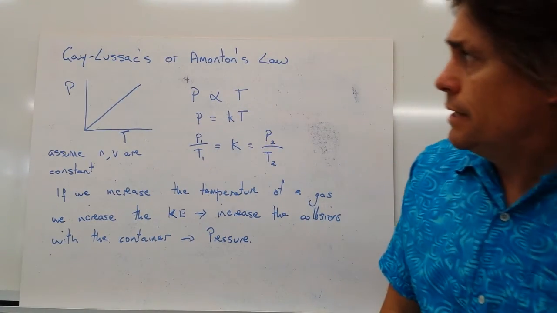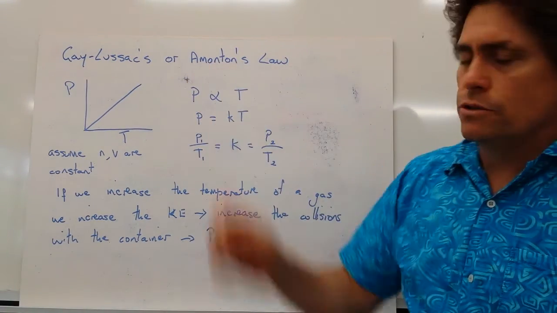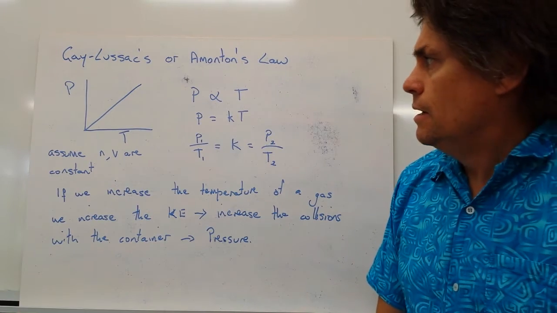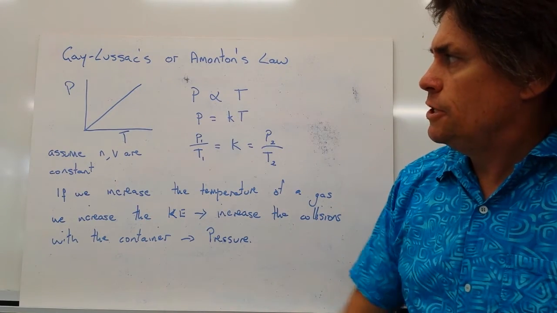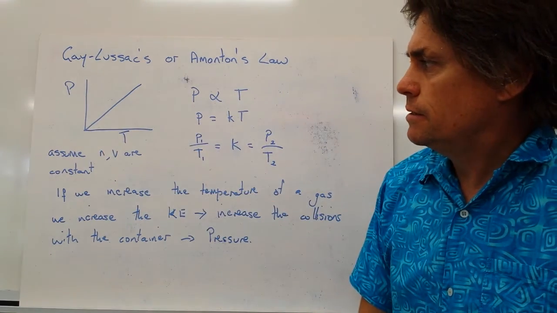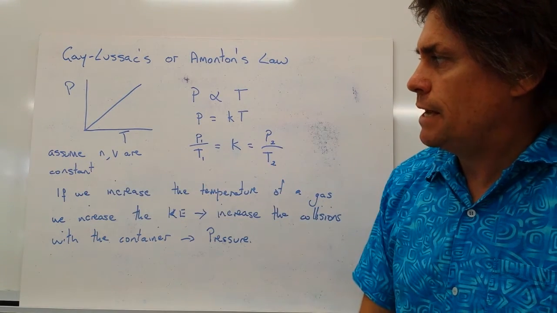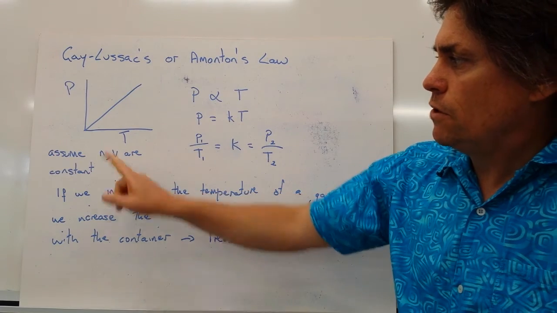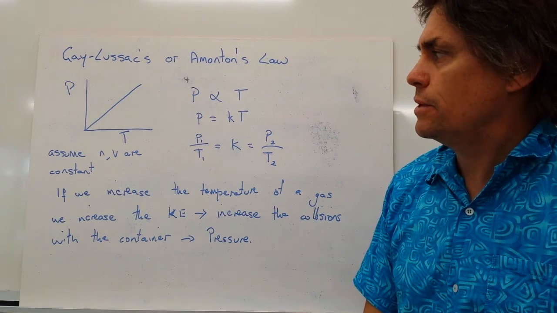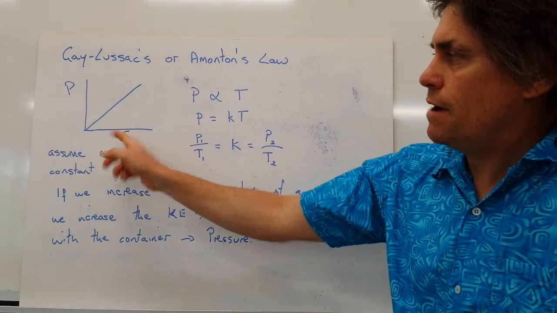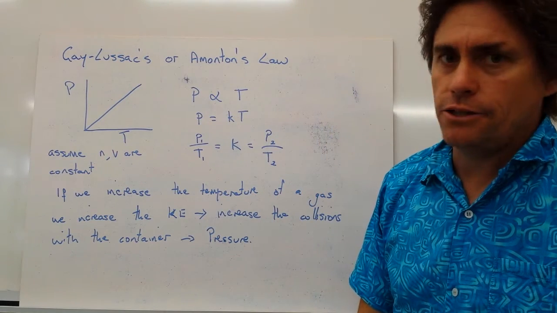Okay, let's have a look at Gay-Lussac's or Amontons' law. So if we look at the relationship between pressure and temperature, we're assuming we're holding the mass or the number of moles of gas present, and we're also holding the volume of the container that holds that gas constant, we can draw a graph with that interaction.